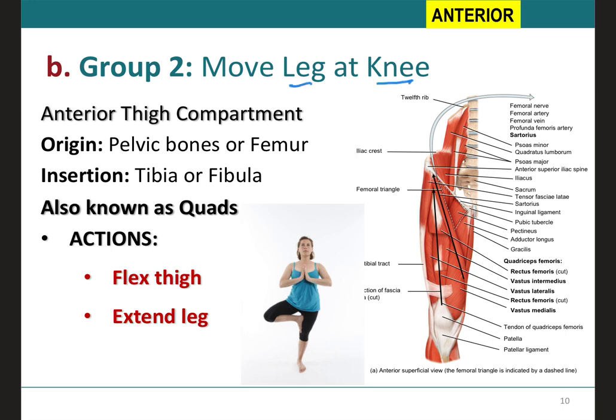Now it can be a little bit confusing because notice how, with regards to the origin, some muscles will originate on the pelvic bones and some muscles will originate on the femur, and then they will insert on the tibia and the fibula. So what is this telling us? It's telling us that if the muscle is going to originate on the femur and insert on the tibia or fibula, it's only crossing the knee joint. Therefore, it will do an action only at the knee.